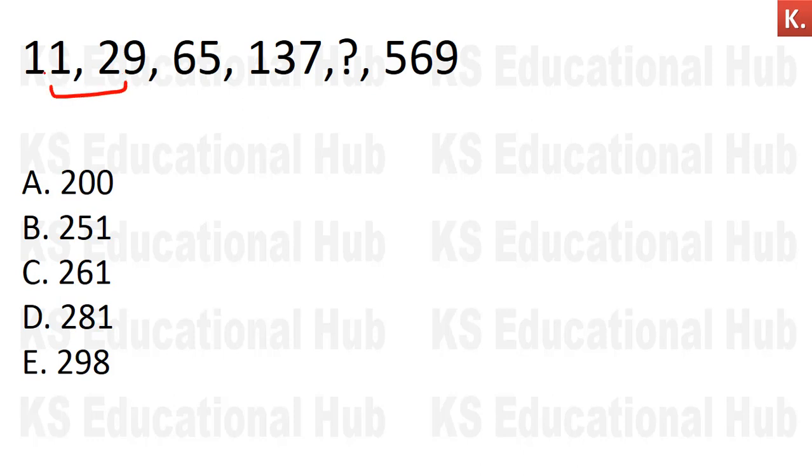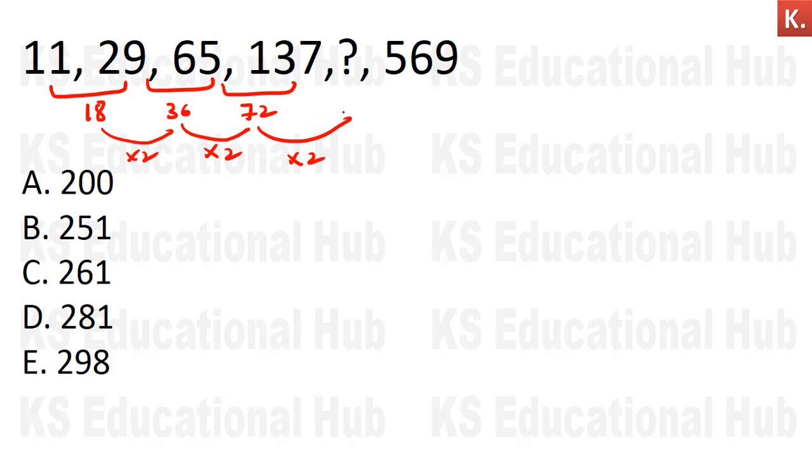29 minus 11, that is 18. The next one is 65 minus 29, that is 35 plus 1 is equal to 36. The next one is 137 minus 65. It's like 65 plus 7, that is 72. So this is 18. 18 into 2 is 36. 36 into 2 is 72. 72 into 2 is equal to how much?